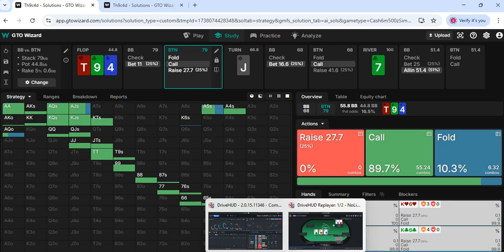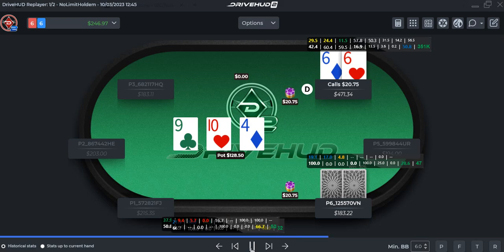On the turn, we have a jack of spades, and my opponent bets again. What is his sizing on the turn? He bets 31-12 into 1.